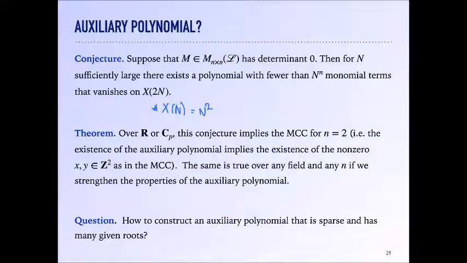I could be wrong because I don't know how to prove it, but I think this is the right type of auxiliary polynomial you want to produce: a polynomial with fewer than the number of monomials you expect to get this kind of vanishing. But there's no control on the degree. So this is the punchline: no bound on degree.